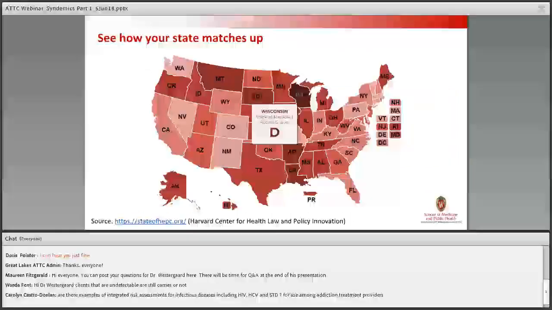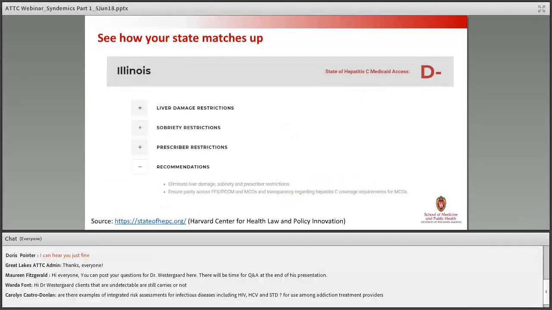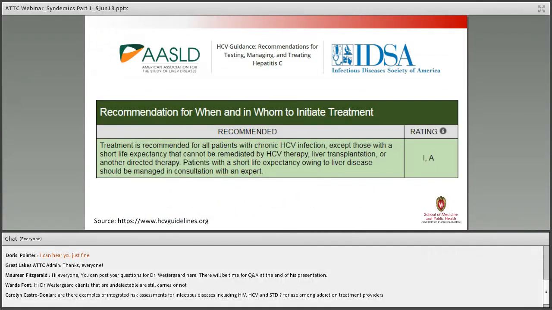And so among health advocates, that is the direction in which we hope most of the country is going. And this website is a way to show how we're doing in real time. Because when you look specifically at the data about the benefits of treatment, there is no reason that anyone living with hepatitis C shouldn't be treated. And this is also a screenshot from the American Association for the Study of Liver Diseases and the Infectious Disease Society of America joint recommendation on hepatitis C treatment. And the recommendation is treatment is recommended for all patients with chronic hepatitis C infection, period.